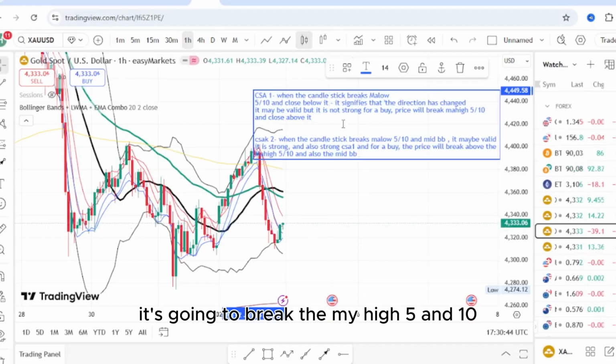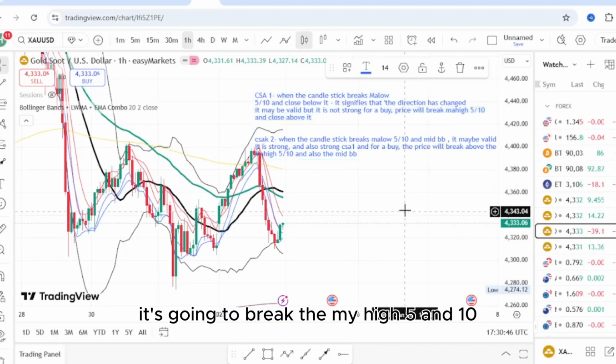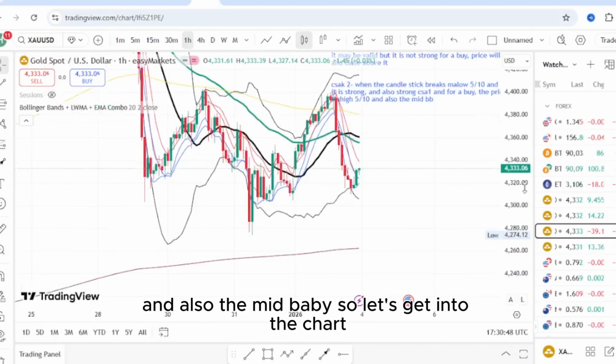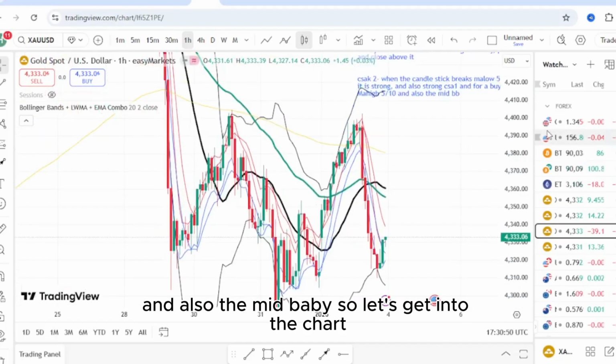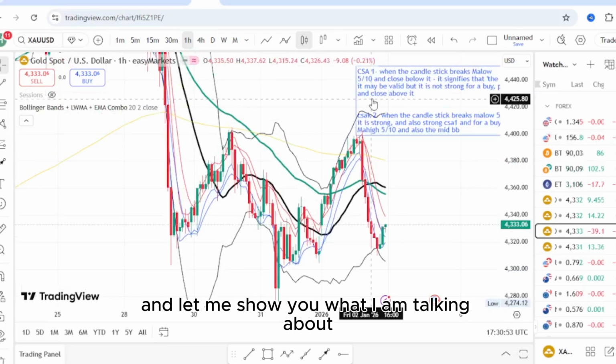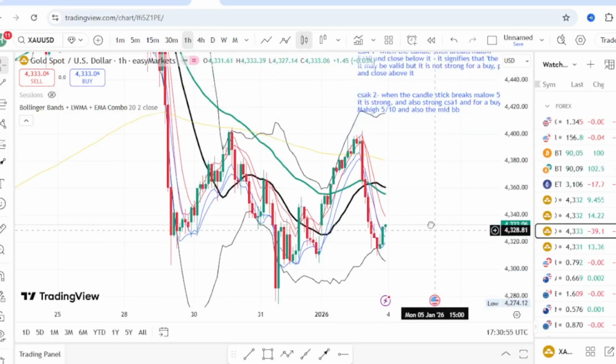So let's get into the chart and let me show you what I am talking about. I'm actually analyzing gold, and it's just gold I'm using as an example to show you.